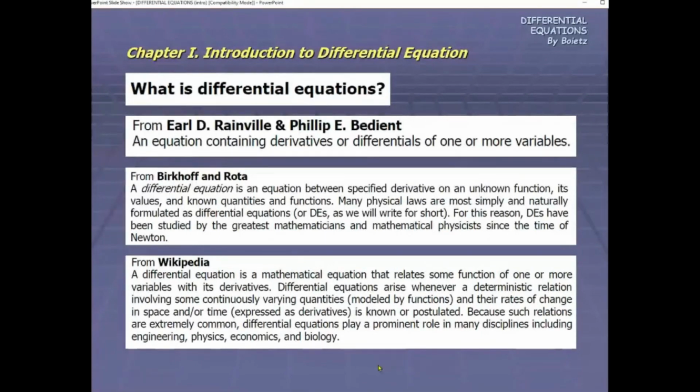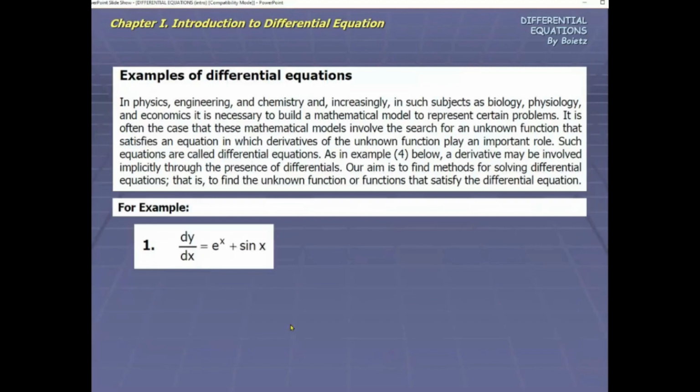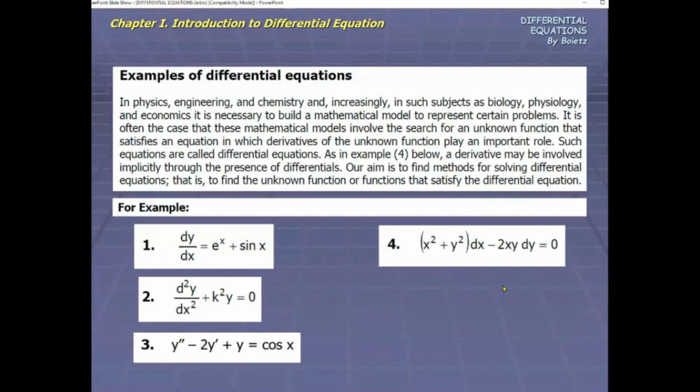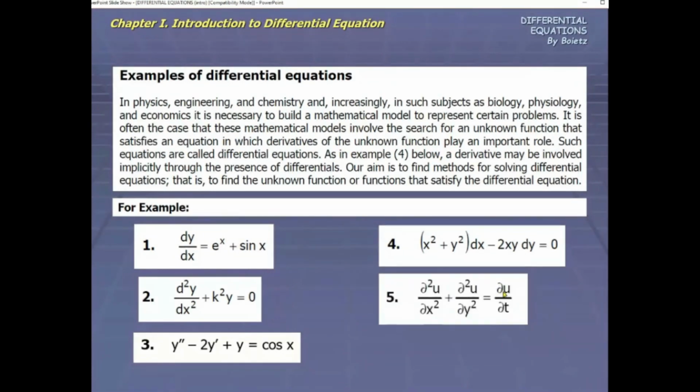Napakasimple lang, ano? Isang equation na merong derivatives or differentials. So, ano yung example ng differential equation? Ito. dy over dx equals e to the x plus sine x. Very simple. The second derivative of y with respect to x plus k squared y equals 0. Then, y double prime minus 2y prime plus y equals cosine x. Quantity x squared plus y squared dx minus 2xy dy.